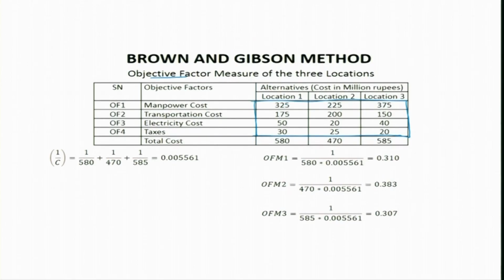Since the unit of all these costs is the same, we can consider them as one factor, that is the total cost. So, the total cost of alternative 1 is 580, alternative 2 is 470, alternative 3 is 580. In this case, since it is a cost, lower is better.